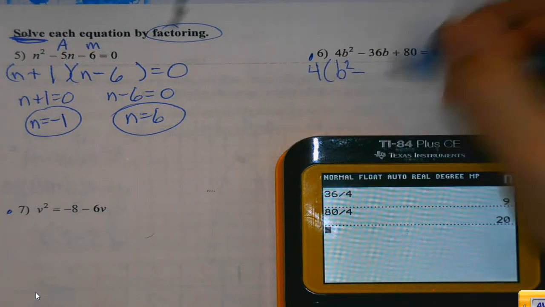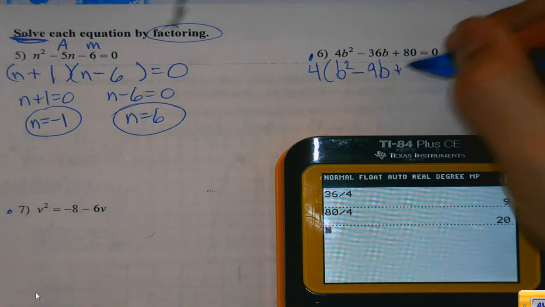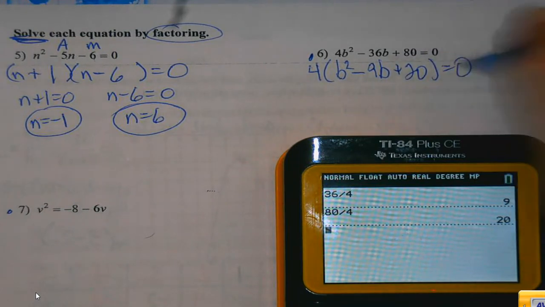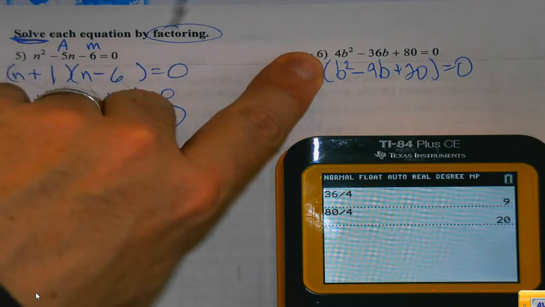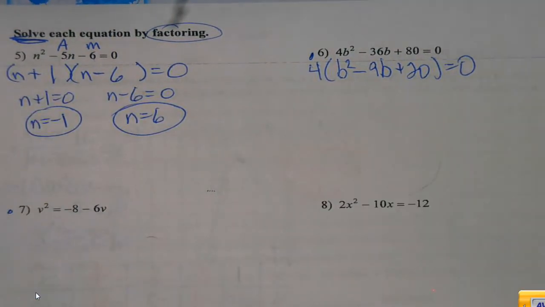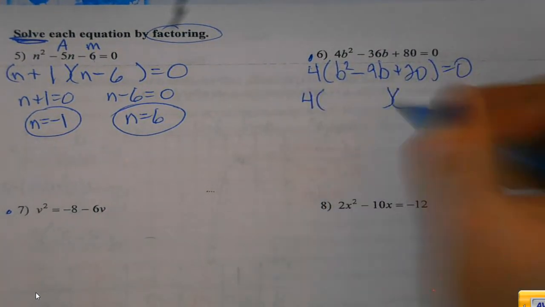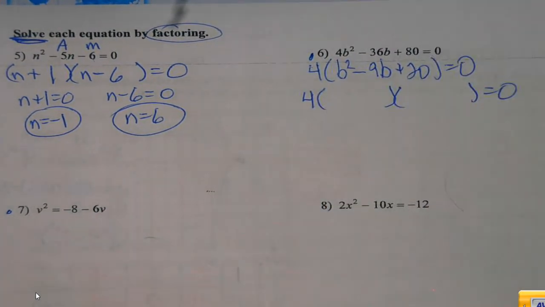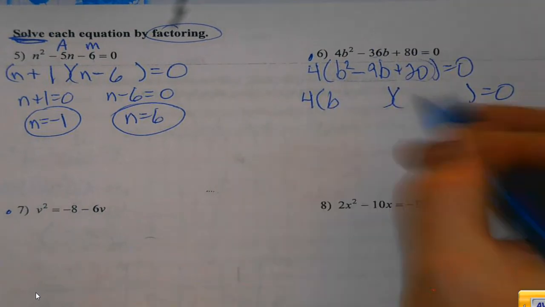36 divided by 4 was 9. 80 divided by 4 was 20. And now, when I go to factor, I'm just factoring what's in the parentheses. It's like a diamond problem now. Doesn't mean the 4 disappears. It just means, as far as the factoring goes, I'm just using this.